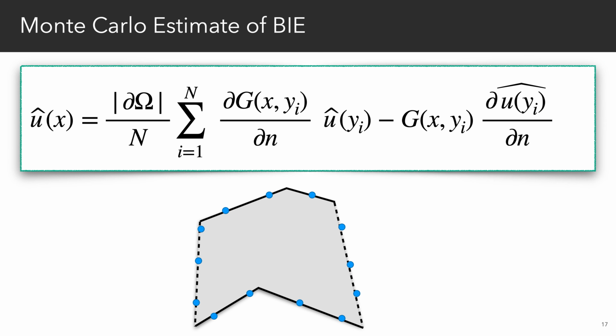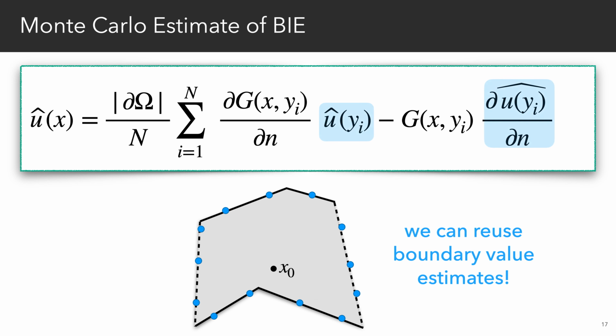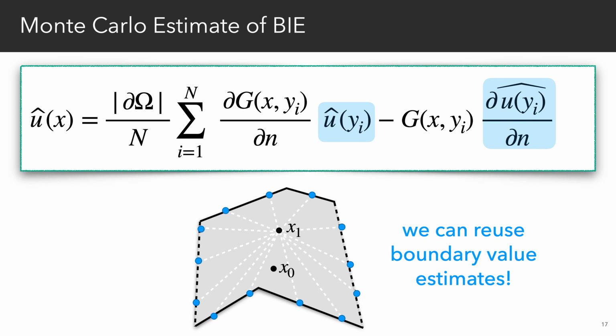Before we discuss how to estimate these boundary values, notice that the kernels in the Monte Carlo estimator for the boundary integral are the only part of the expression that relies on the position of the evaluation point x. This means that both the sample points and the estimates of the boundary values can be reused across evaluation points. This key insight is what allows us to cache and reuse boundary values for all points in the domain. So how exactly do we go about estimating the boundary values?